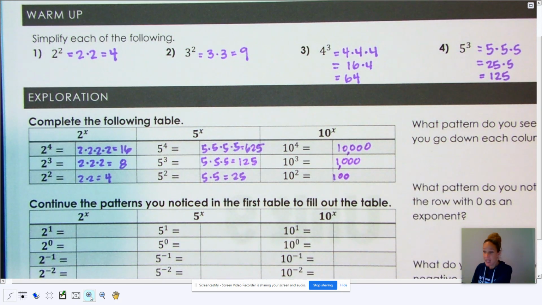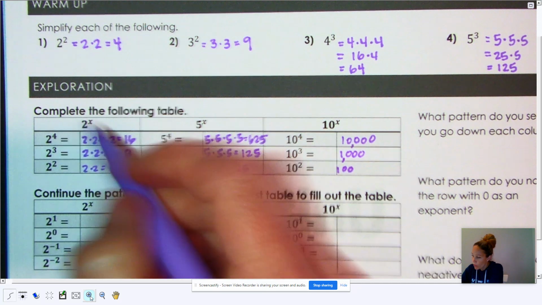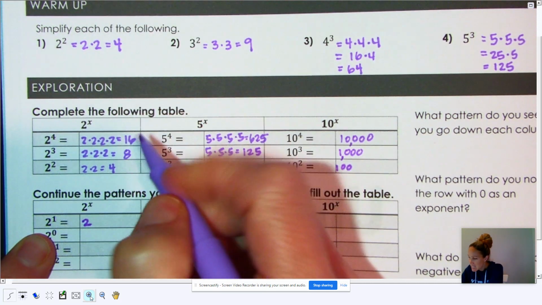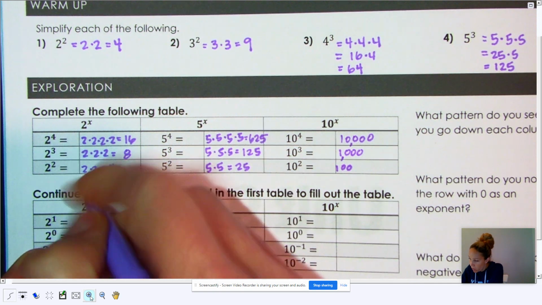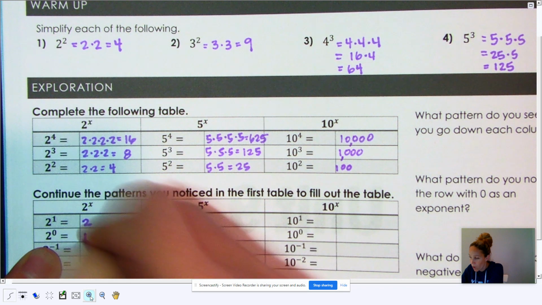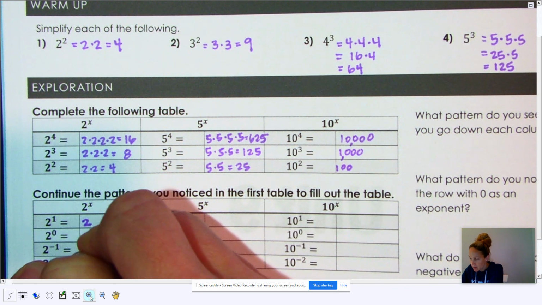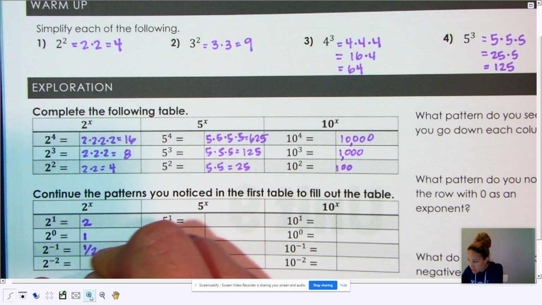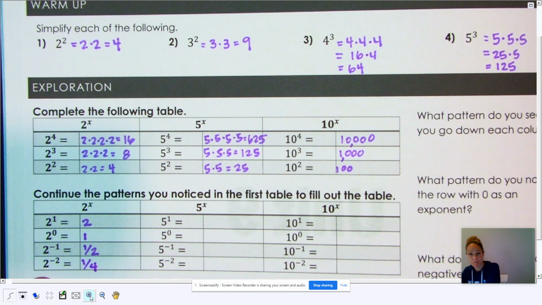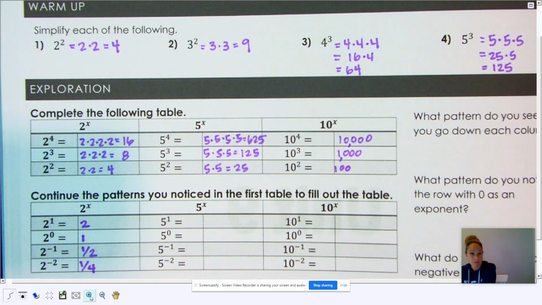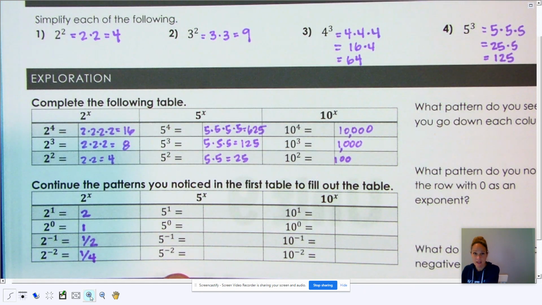Okay, so if we're going to extend that on down a little bit, so if I just have 1, 2, well, that's easy. It's just 2. If I keep dividing by 2, what's going to happen? 2 divided by 2 is 1. 1 divided by 2 is 1/2. A half divided by 2 is a fourth. So we're going to continue that pattern for the 5s and the 10s just to see what it looks like when we apply that to different numbers.